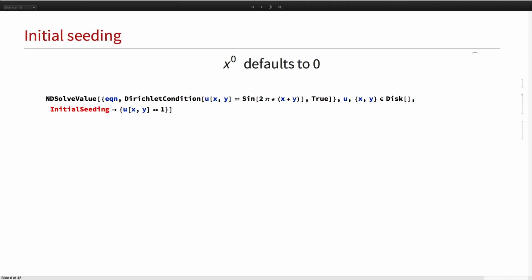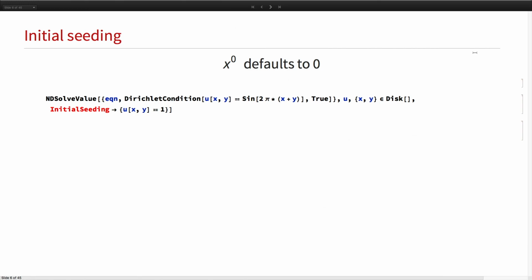So this x0 is something that's an initial guess, a starting value, a seed, basically. And in the equation we had before, this initial seeding was automatically set to 0. That's an arbitrary decision. If you want to change that seed to be something else, you can specify a new option called initial seeding. And then you say the dependent variable u of x equals 1.